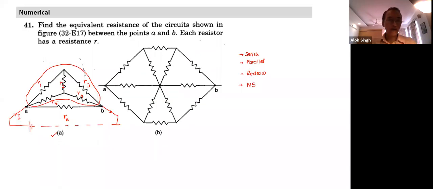So we can spot if this is Wheatstone, then because I can remove this. Once I remove, it becomes easy. These two are in series. These two are in series. So in that case, now if I draw the circuit between A and B, it becomes easy.